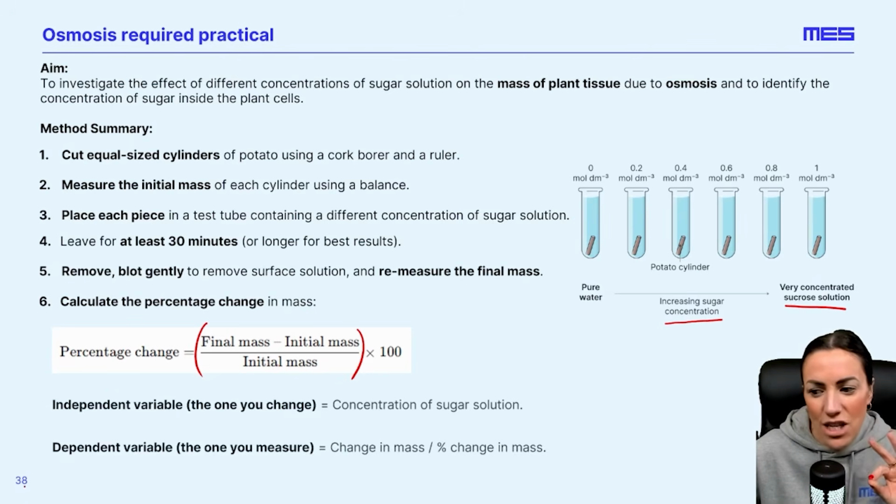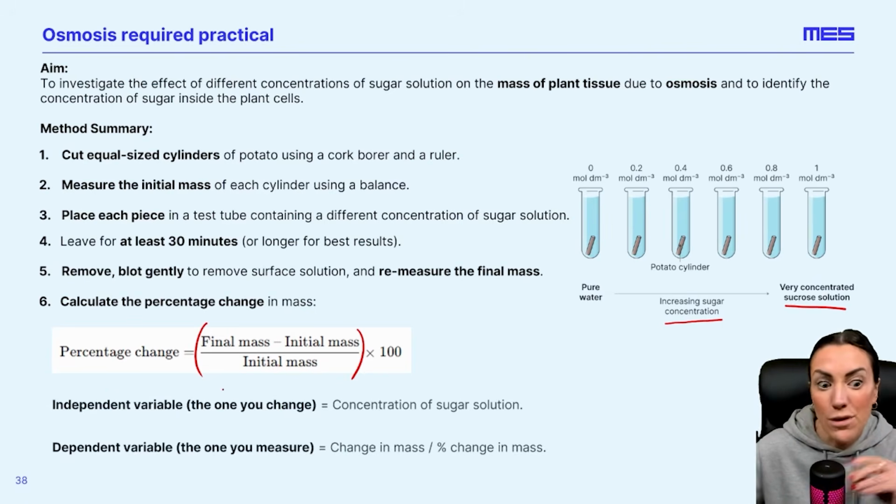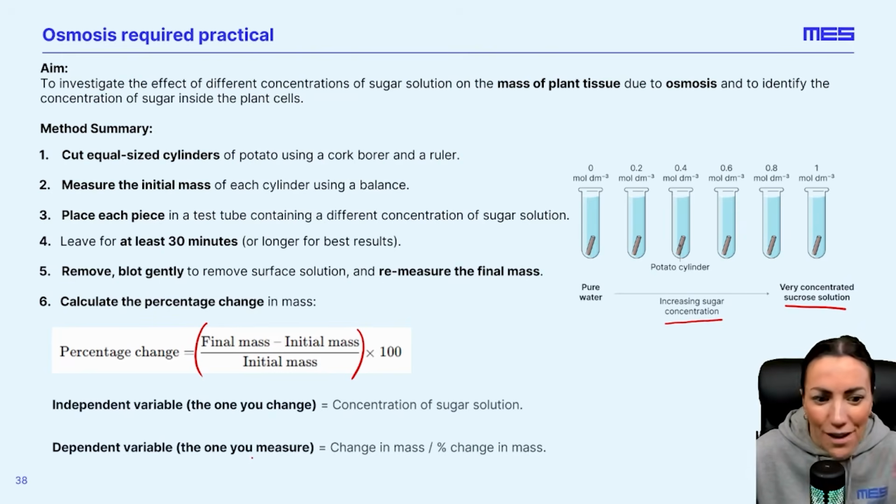Now, in our investigation here, the independent variable, so the one that we changed, was the concentration of the sugar or the sucrose solution. And we had 6 different concentrations. We're going to get a nice range of results, which is enough to plot a graph. The dependent variable is the one you measure, the one that you're recording in the table. So it's going to be the change in mass that you work out, or you're going to hopefully do the percentage change in mass so that you can compare all your cylinders, even if they did start out at slightly different masses.